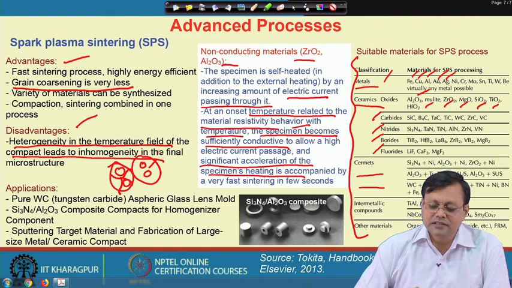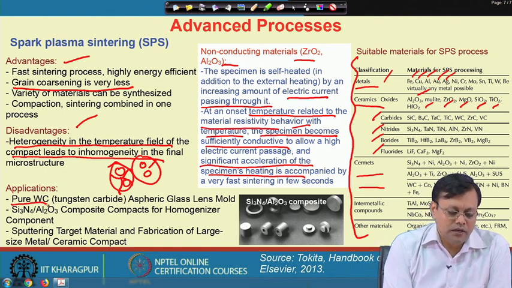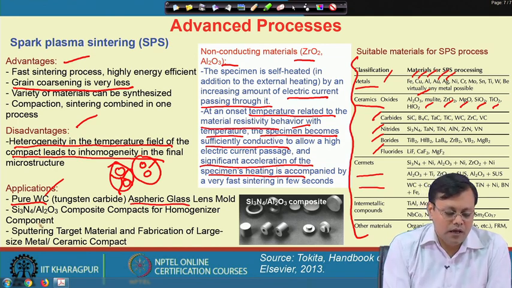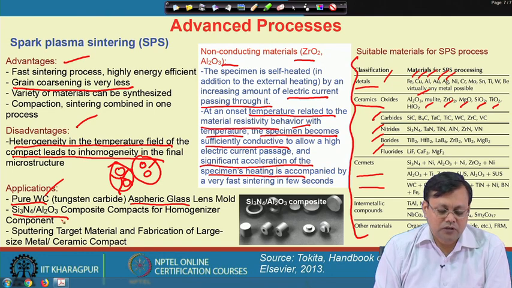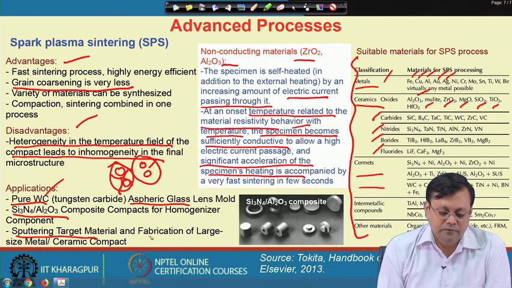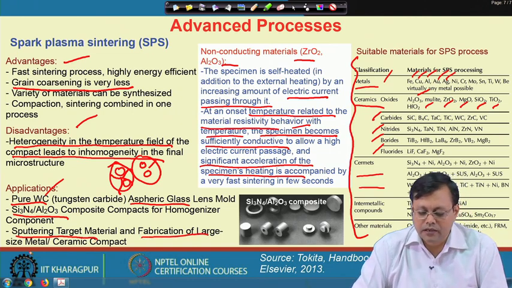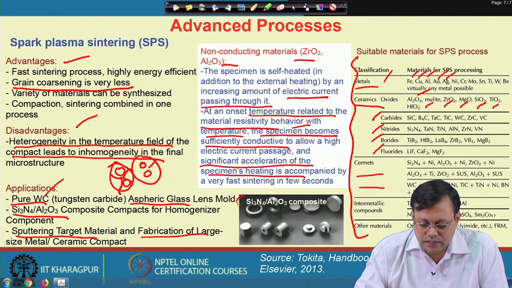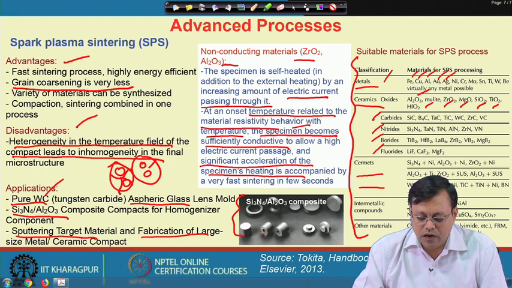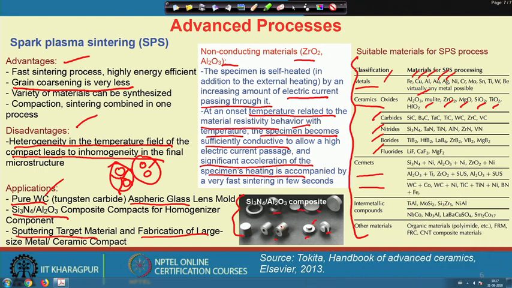Now, the applications that I have told you about: pure metals, let us say tungsten carbide, aspheric glasses and lens molds, different nitride and oxide composites, or different sputtering target materials. Fabrication of large-size metal compacts can also be done. In such a case, let us say the silicon nitride alumina composite that is shown here, you can see the outer look of those products, with the top lid and hollow cylinders, that has been produced by spark plasma sintering.